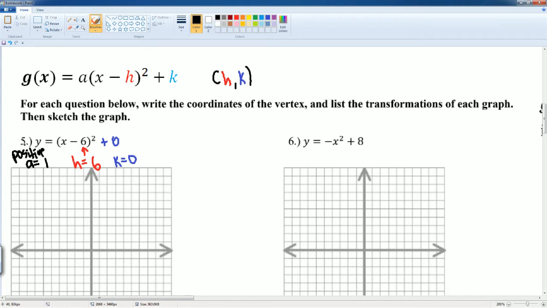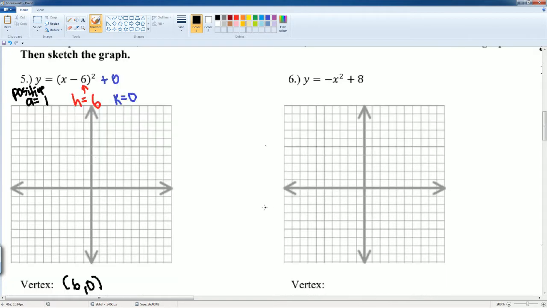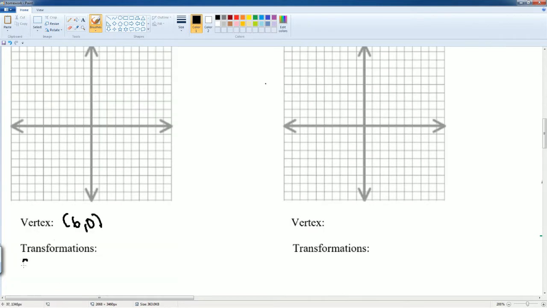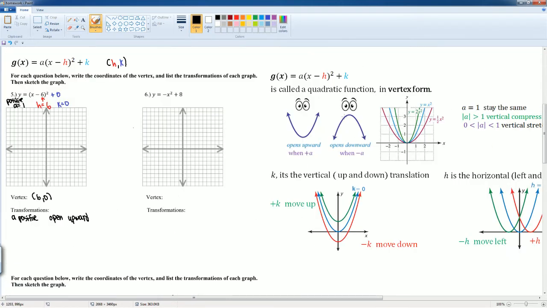So that never changed, so we don't need that. All we need to understand is what h equals 6 means. Okay, a was positive, so we would like to say it opens upwards. Okay, and let me give you reference. There you go. Then h is equal to 6. That means it is a positive 6, so that is move right 6 units. And there you go.